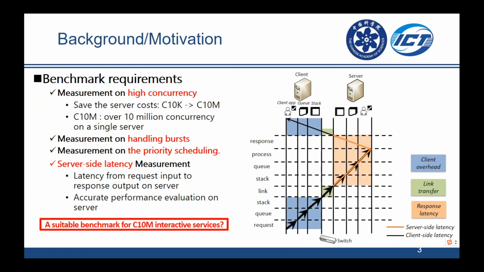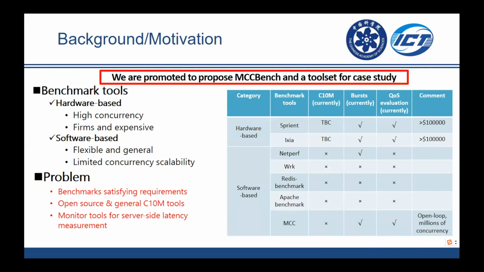For accurate evaluation on the server, it's better to measure the server-side latency. However, there are no open source benchmarks satisfying all the requirements yet. We studied the existing benchmark tools, shown in the table. They have not achieved the benchmark requirements and economical cost at the same time, and they also lack measurement of the server-side response latency. We are prompted to develop a toolset implementing the benchmark methodology as a typical study case.